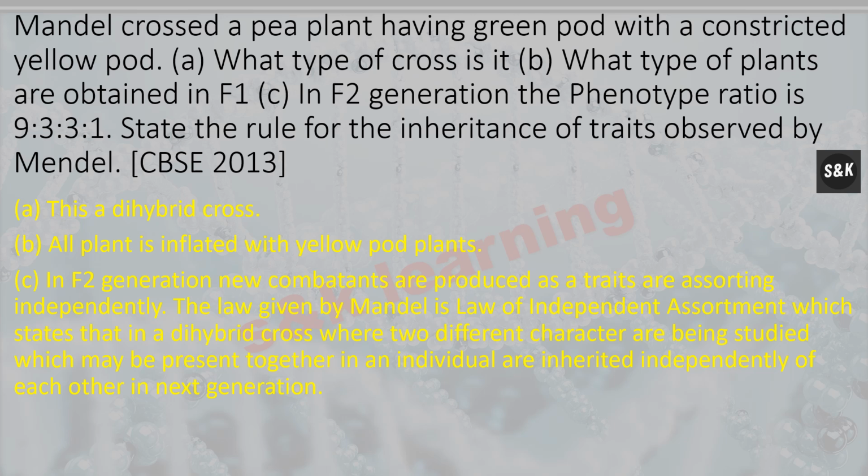State the rule for the inheritance of traits observed by Mendel. In the F2 generation, new combinations are produced as the traits are assorted independently. The law given by Mendel is the law of independent assortment, which states that in a dihybrid cross, where two different characters are being studied, they may be present together in an individual.